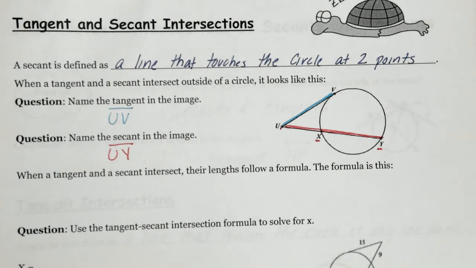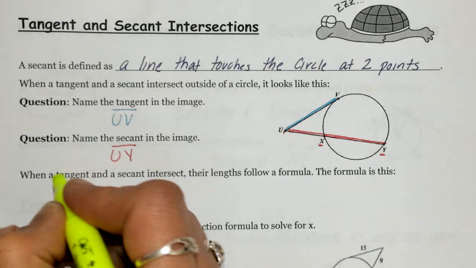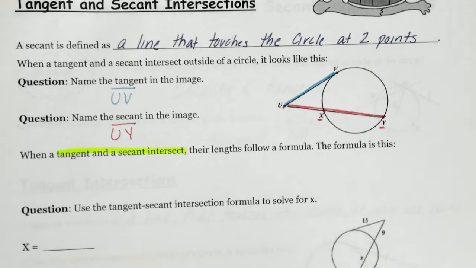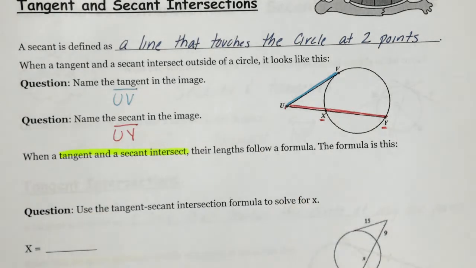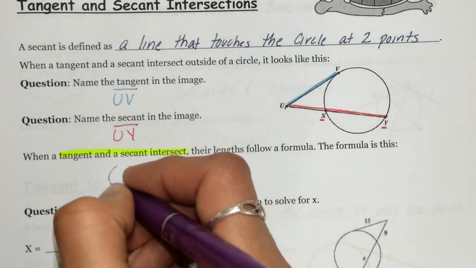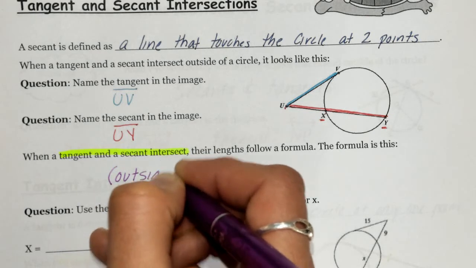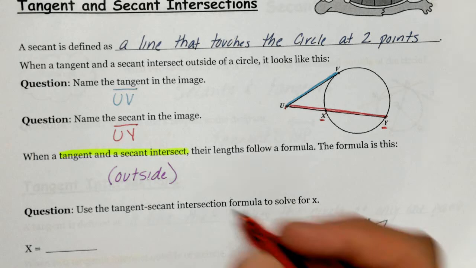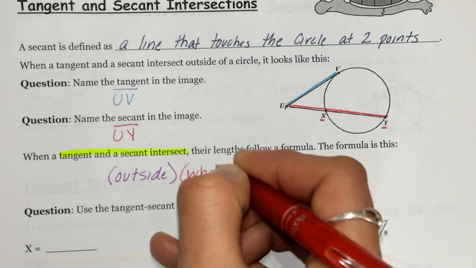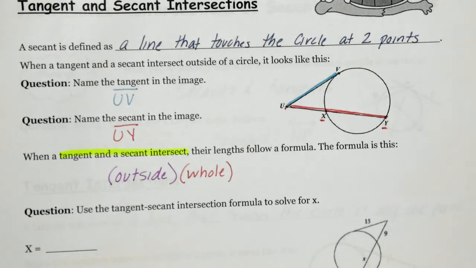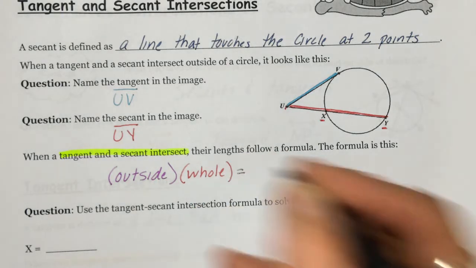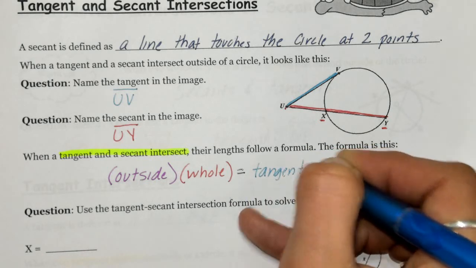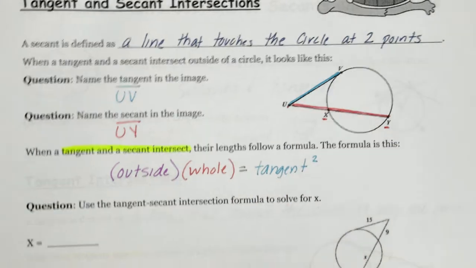So we have a formula with this that involves our tangent and our secant. So when you have a tangent and a secant, the formula is simply going to be, and we'll make this a little bit more clear here in a minute, you're going to take the outside part of the secant, and you're going to multiply it by the entire whole length of the secant. This is going to be equal to your tangent squared.